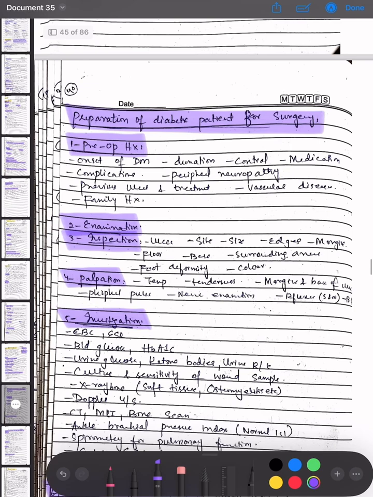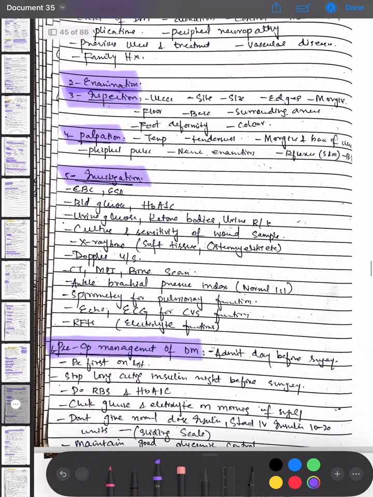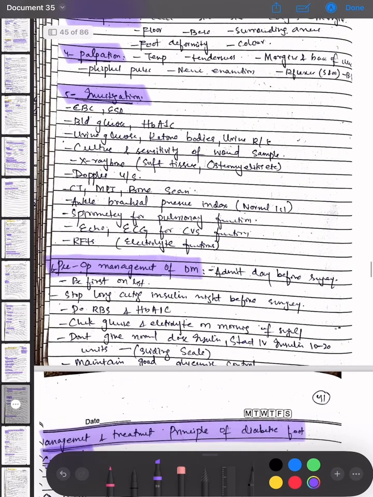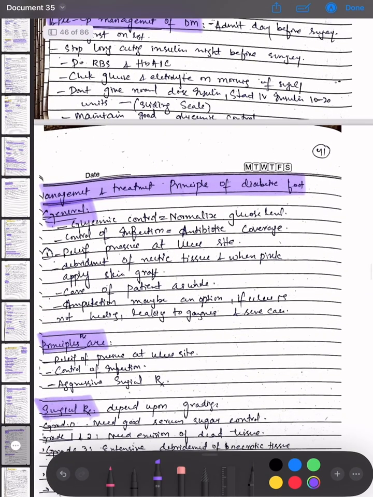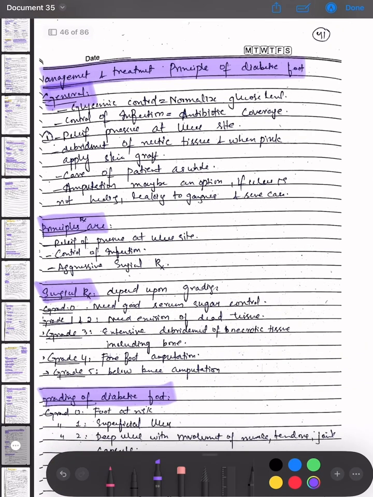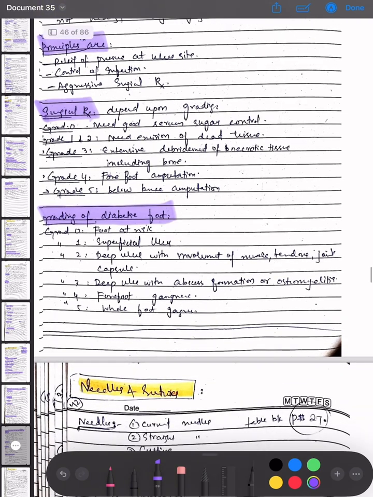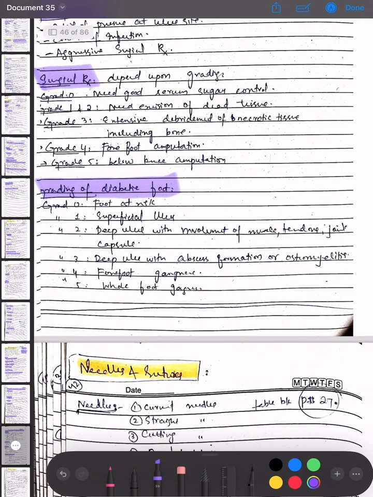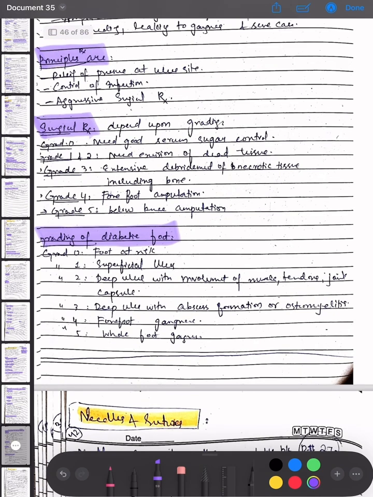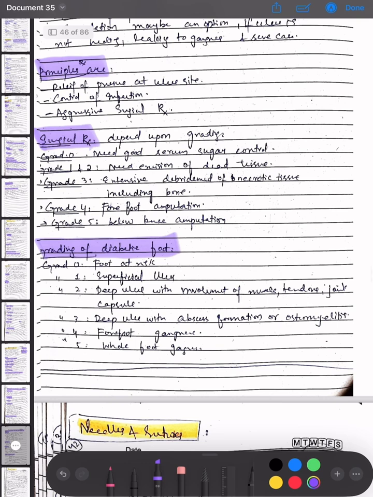Then we discussed the preparation of the diabetic patient for surgery. First of all, we do the pre-op history, then examination, then inspection, palpation. Then we do the investigations. Then we manage the patient for pre-op diabetes. Then what is the management and treatment principle for the diabetic foot? First of all, general treatment is provided. Then principal treatments are provided. Then surgical treatment is done, and then the grading of the diabetic foot. Then surgical treatment is provided according to the grade of the diabetic foot. Then we discussed the different grades of diabetic foot.